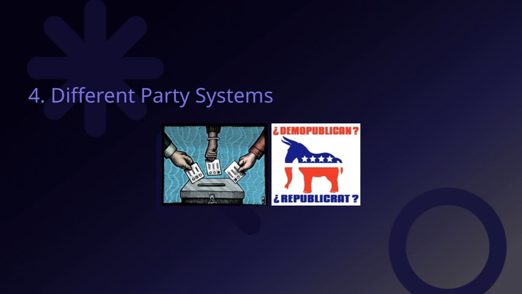Understanding these systems is important because they shape how governments function, how policies are made, and how citizens participate in democracy. Recognizing the differences helps us see the broader picture of political stability, representation, and governance. So, as we connect this to our overall discussion, keep in mind that the structure of a party system influences almost every aspect of political life in a country.